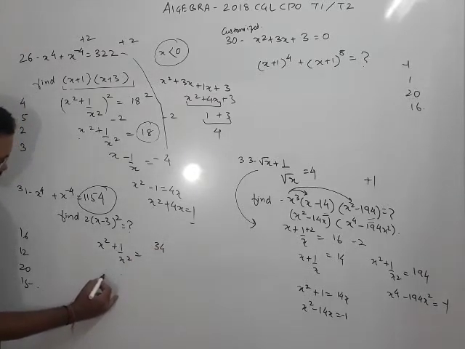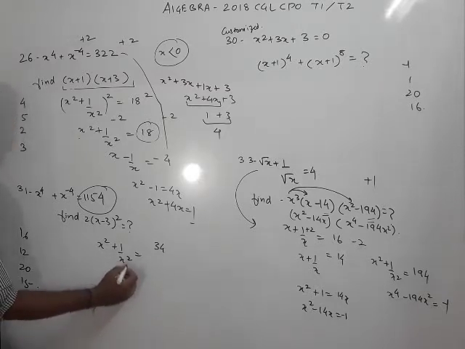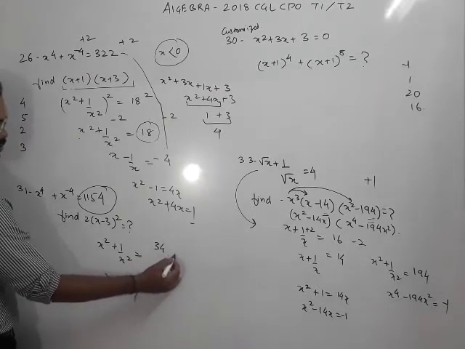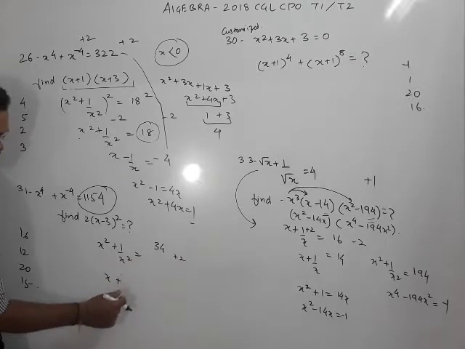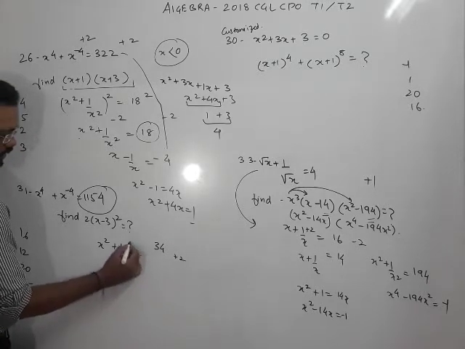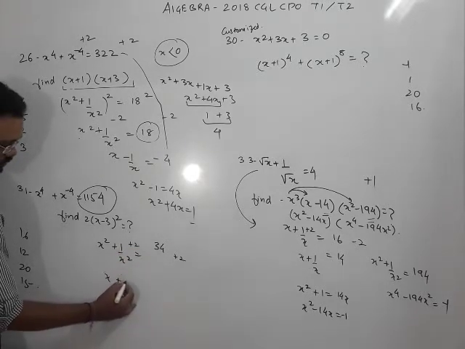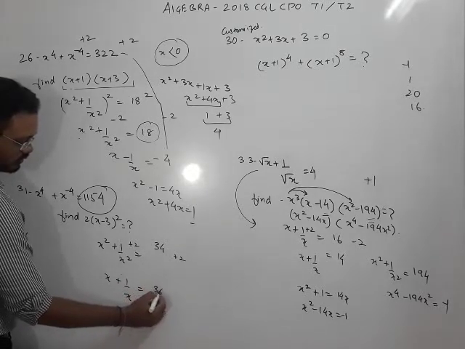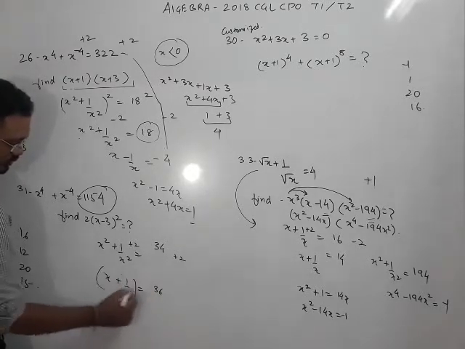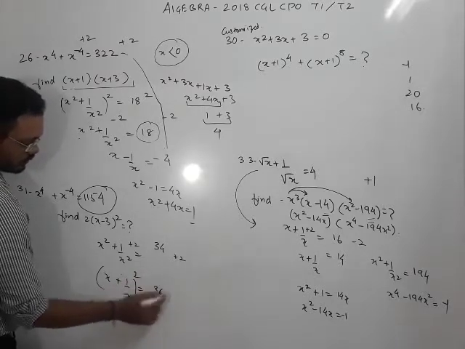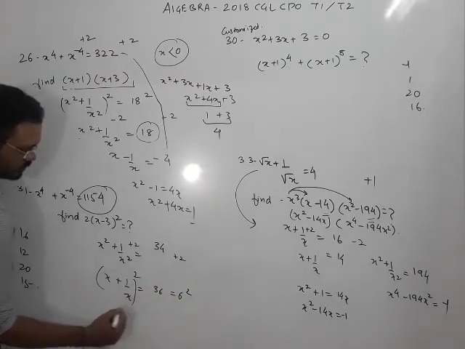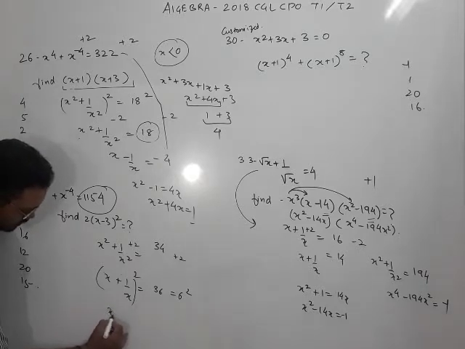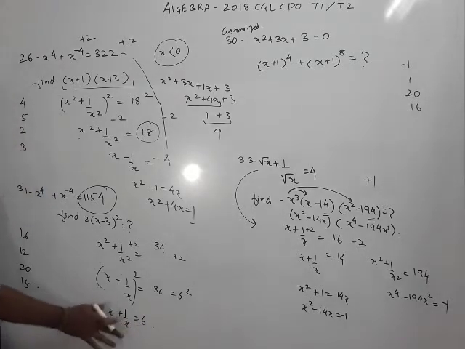So what will be x plus 1 by x? Now I want plus 2 here in order to get 6 squared. So I will have to add plus 2 on both sides. So this becomes x plus 1 by x squared is 36, which is 6 squared. So x plus 1 by x is 6. Once you have got this, it is over.